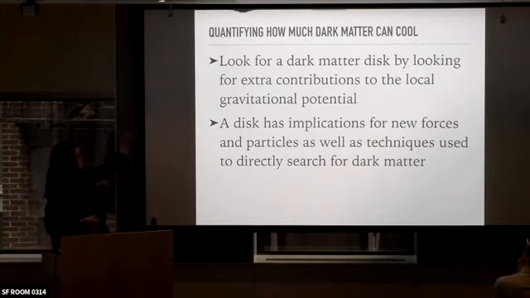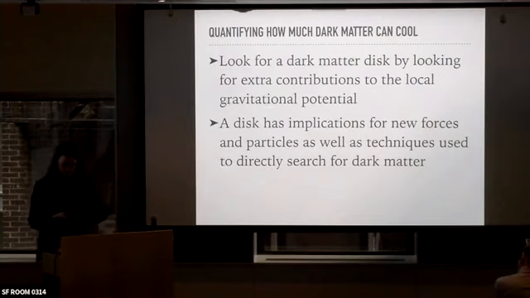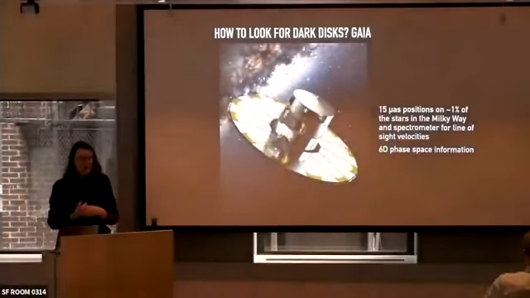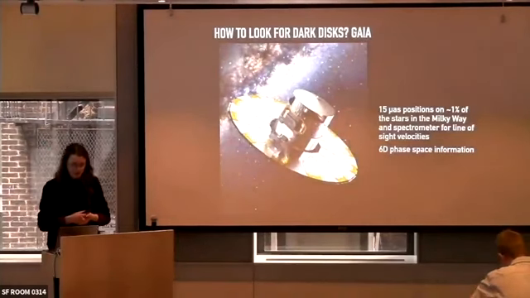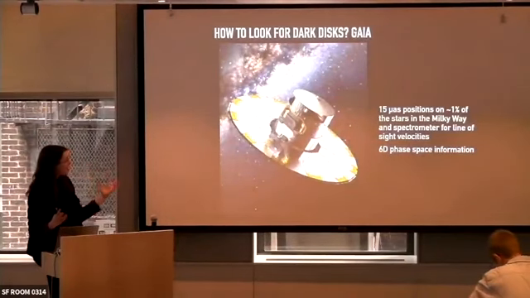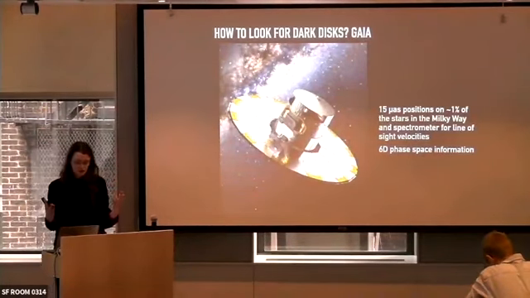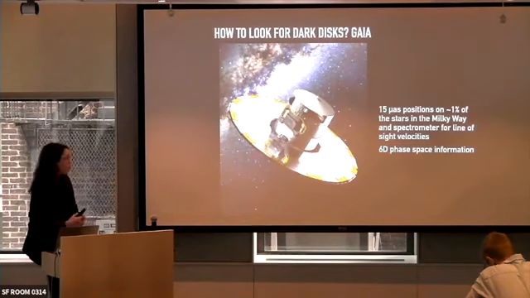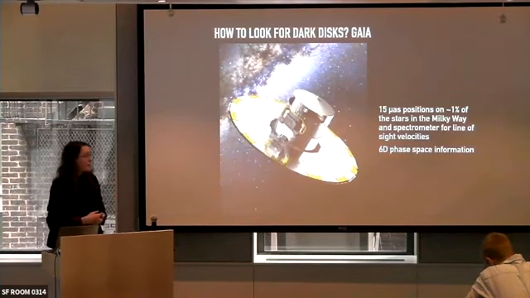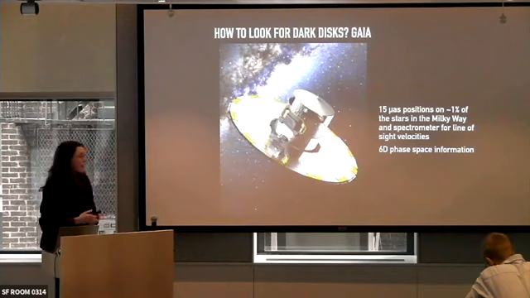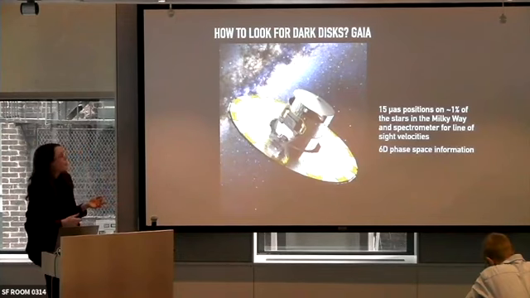Okay, so we want to look for contributions to the gravitational potential. The way that I did that is by using Gaia. So many of you in this room are familiar with Gaia, but just to quickly recap what Gaia is doing, it's getting pretty accurate positions of stars. It's looking roughly at 1% of the stars in the Milky Way, and it's basically monitoring the positions over time with this level of accuracy.